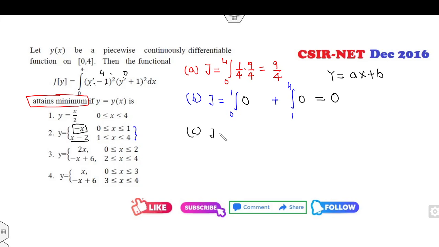Third case. Again, it breaks from 0 to 2 and then 2 to 4. First derivative is 2. So it's my 2. 2 minus 1 is 1, into when 2, this number is my 2 minus 1 squared and 2 plus 1 squared, 3, 9, 9 into 1. So this is my 9. From 2 to 4, that's a minus 1, is 0.